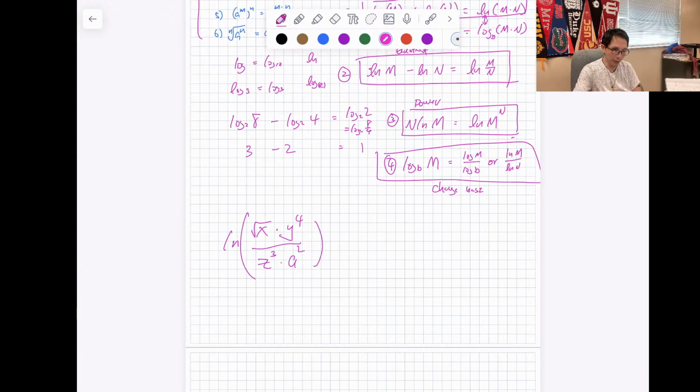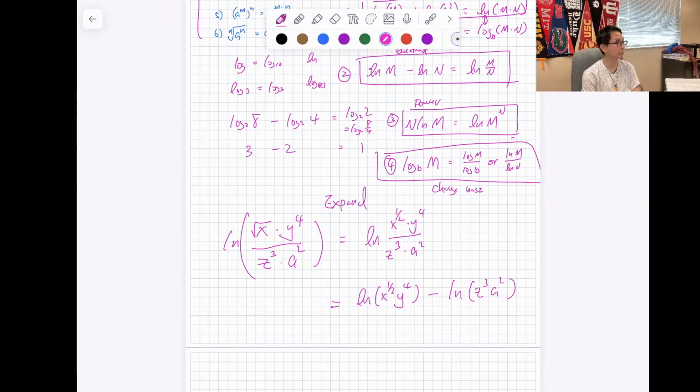So what we're going to do is expand. We're going to teach you how to expand first. Can I rewrite this as natural log of x to the 1/2 times y to the 4th over z to the 3rd times a to the 2? Can I do that? Because square root is a 1/2 power. Since this is dividing, can I just say natural log of x to the 1/2 y to the 4th minus natural log of z to the 3rd and a to the square? Because they're dividing, so I make it subtracting.